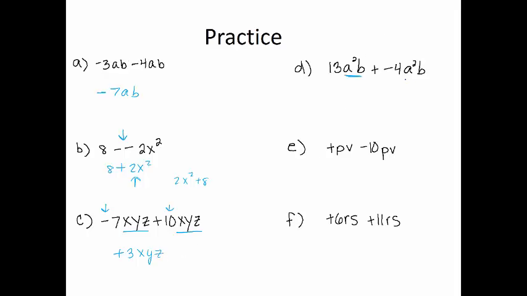Here we have a squared b, a squared b. So these are like terms, we can combine them. Two signs right next to each other, so we're going to do the neighbor sign rule, which means we keep the negative when they're different. Now we have more positives, so the answer is going to be positive, and 13 take away 4 is 9.